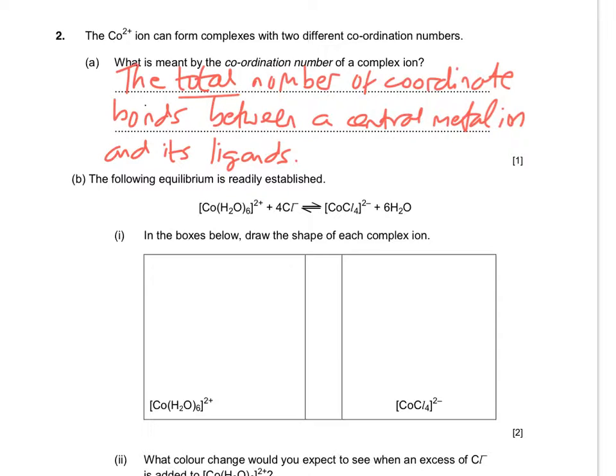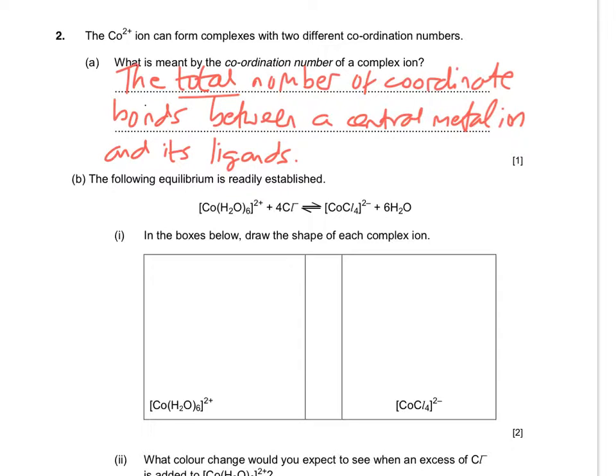And I'd say it's quite important to emphasize that it's the total number of coordinate bonds, because if you just say the number of coordinate bonds between a central metal ion and its ligands, that could be misconstrued as just saying how many coordinate bonds there are between the central metal ion and each ligand. You want the total number of coordinate bonds in its entirety between a central metal ion and its ligands within that complex.